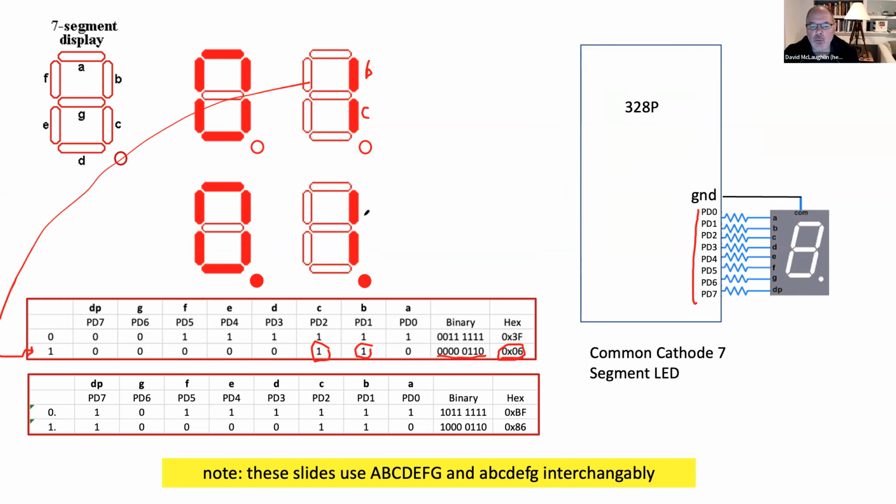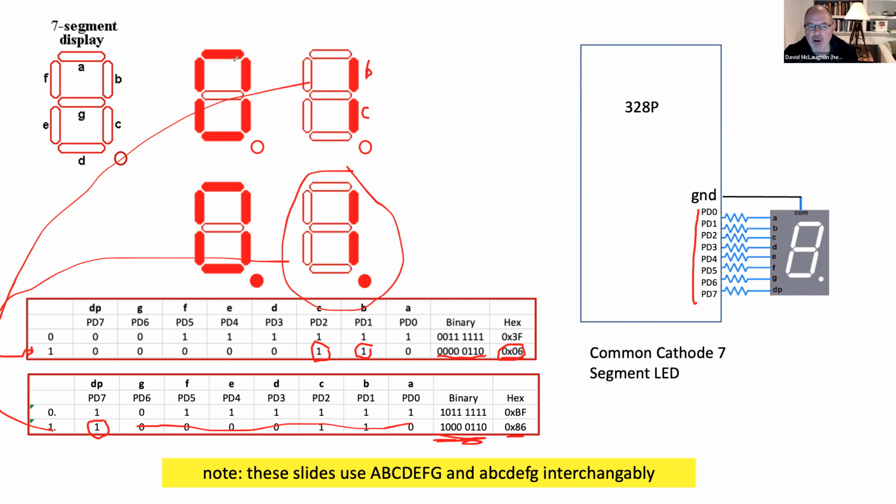How do we glow, maybe instead of a 1, a 1 with the decimal point? Well, that's down here. It's the same bit pattern from A through G, but we'll also turn on the decimal point. So that means we have this bit pattern 10000110, and that corresponds to the hex number 0x86. So those are the ones.